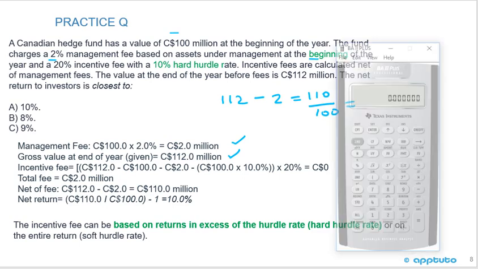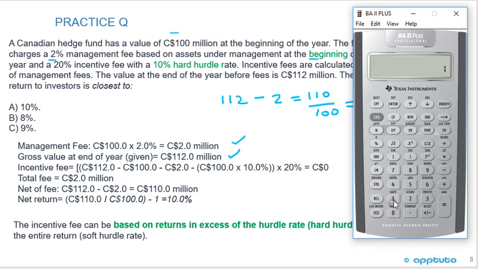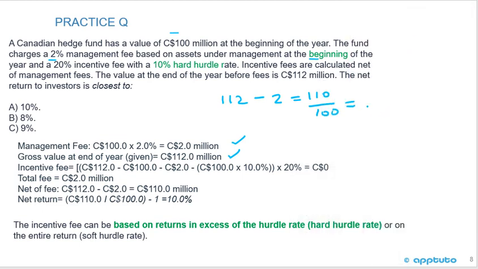So just bring up the calculator. 110 divided by 100 million at the beginning of the year, minus 1, times 100 to make it round, and you can see that it equals 10%. So net of the management fee, I have a 10% return.